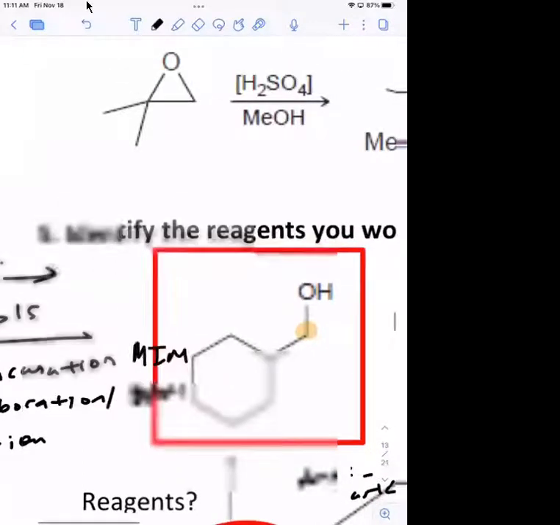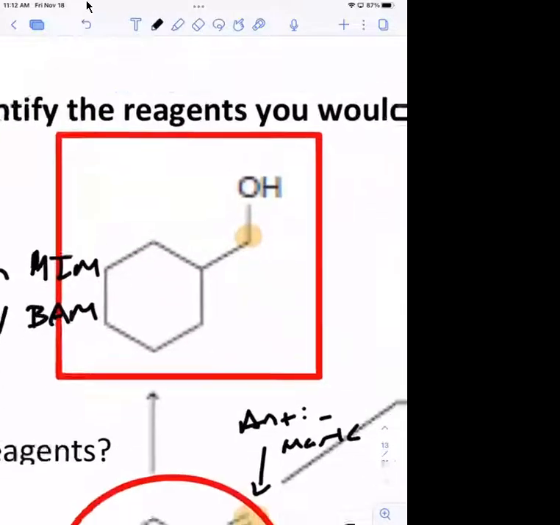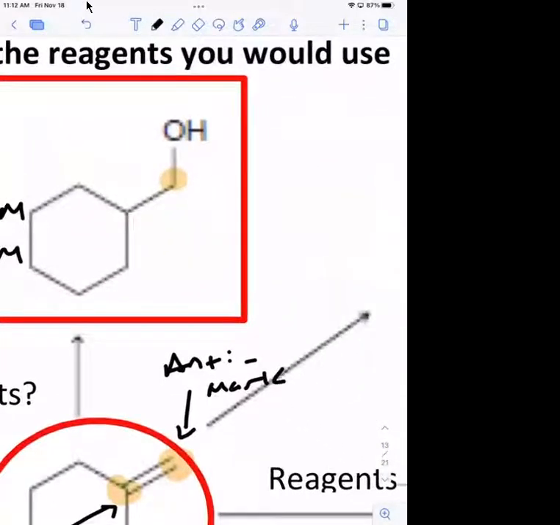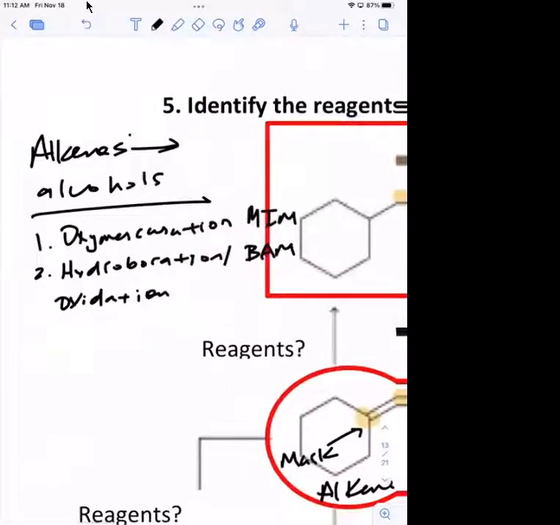You remember the mnemonic that I gave you? Mercury is Markovnikov. Boron is anti-Markovnikov. It was in one of the most recent videos I said. All right, anyway, so what are my reagents here? I'm making an anti-Markovnikov alcohol from an alkene, and I know it's hydroboration oxidation. I know that, because that's the way you do that.